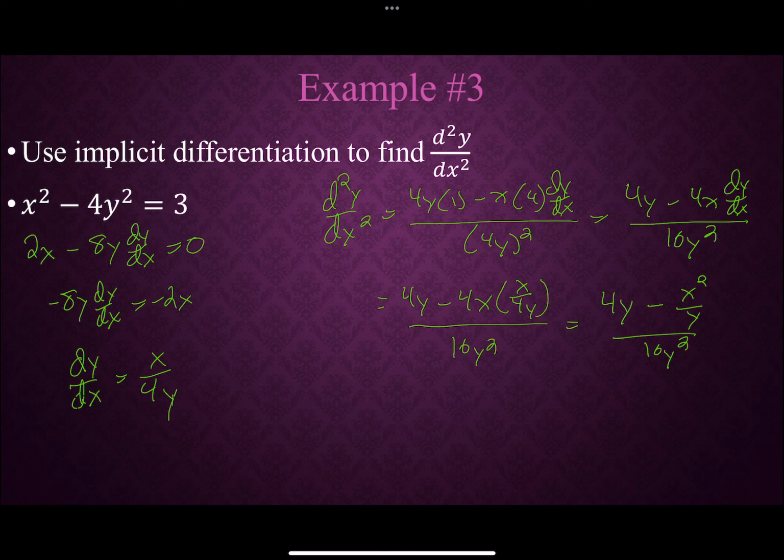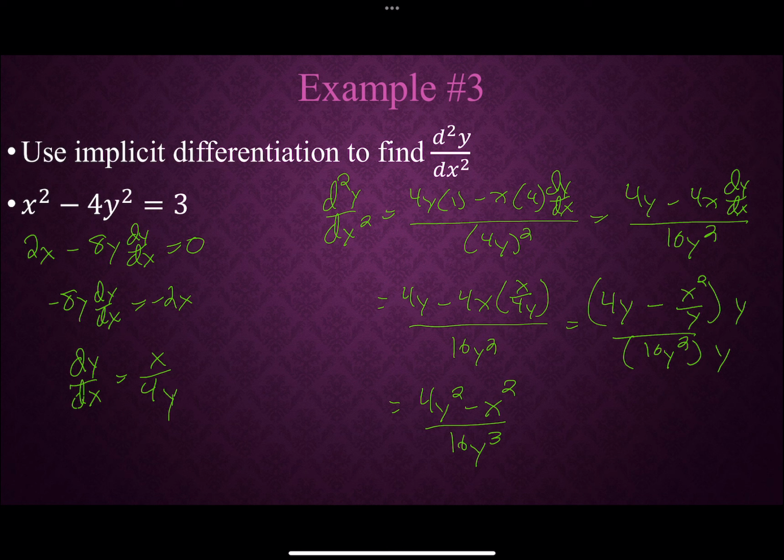And then, well, we can't leave it in this format either. I've got a fraction within a fraction. So if I multiply everything top and bottom by y, we get 4y squared minus x squared over 16y cubed. And for a lot of questions, you'd be done right there.